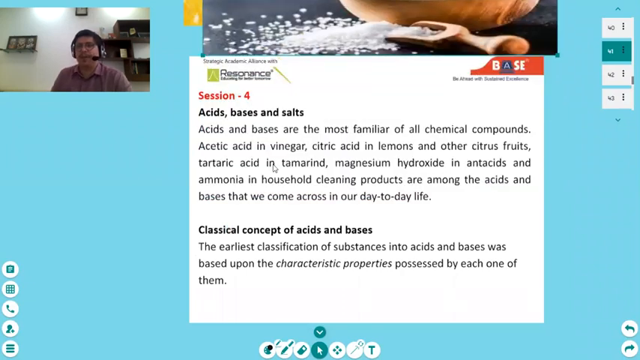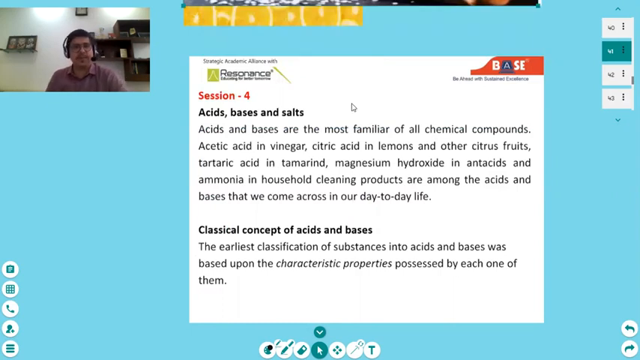Okay now. So let's discuss acids, bases, and salts now, in more depth. Not too much, because you will do more when you come back to us. So the slight extra we will do. Now, session 4, acids, bases, and salts.